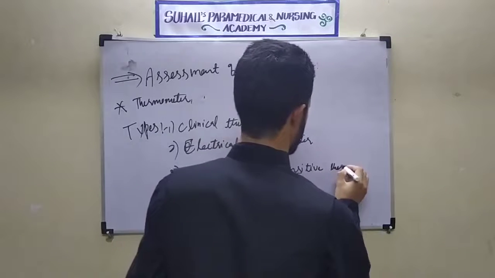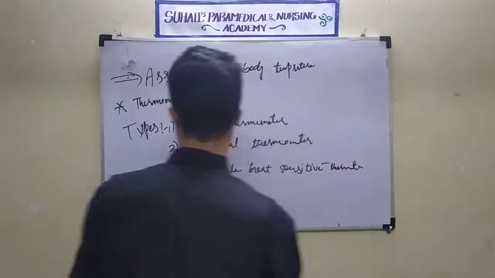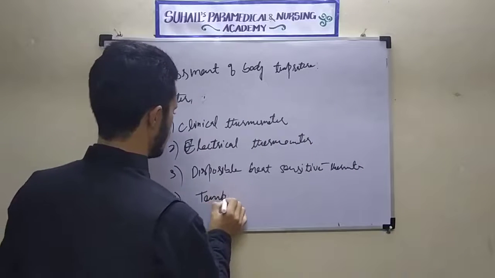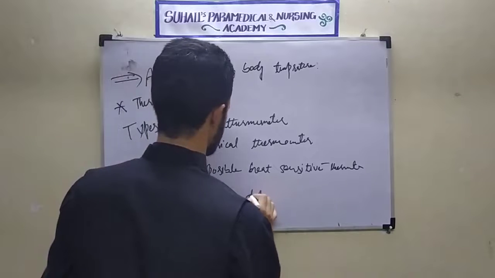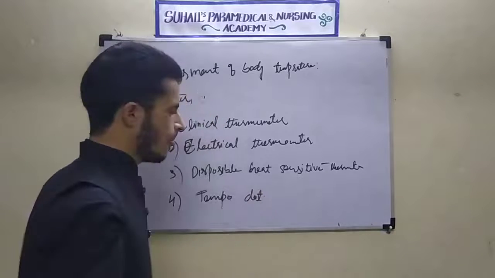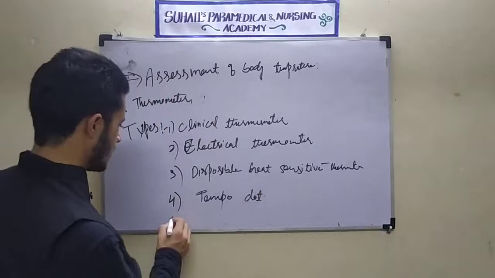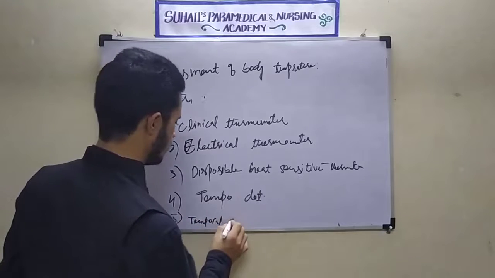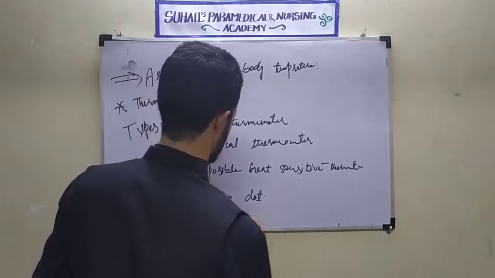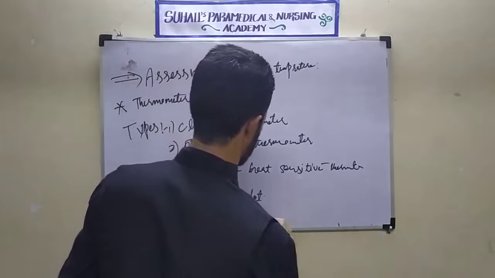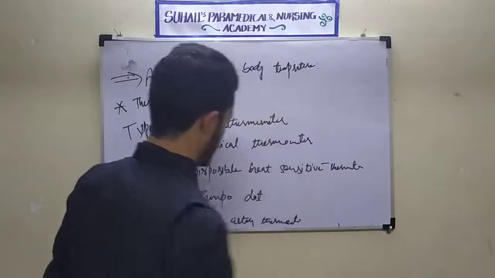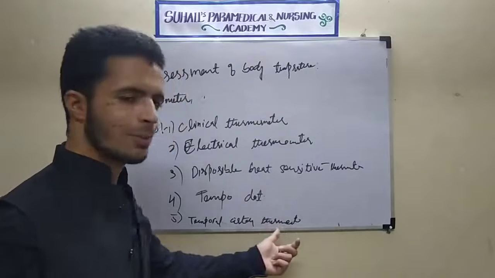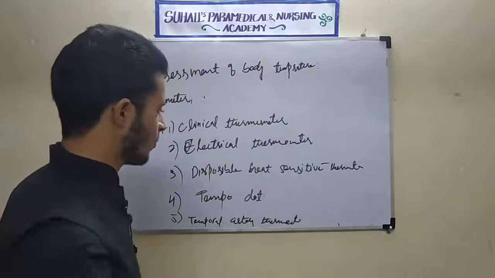Heat sensitive thermometers. Fourth is, suppose tempo dots are used, tempo dots, and they have written one more there, that is temporal artery thermometer. Some books have not written this point, temporal artery thermometer, but some books have written it.